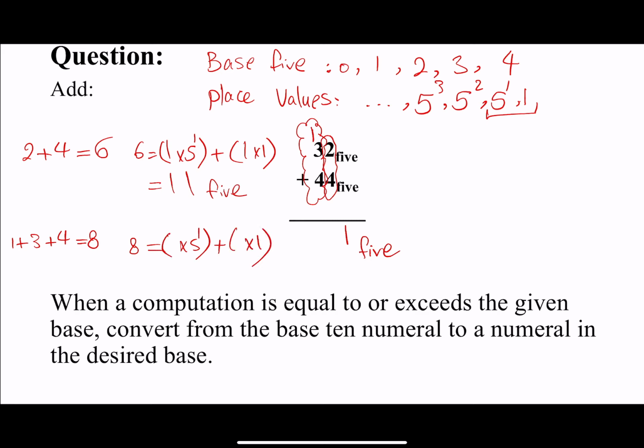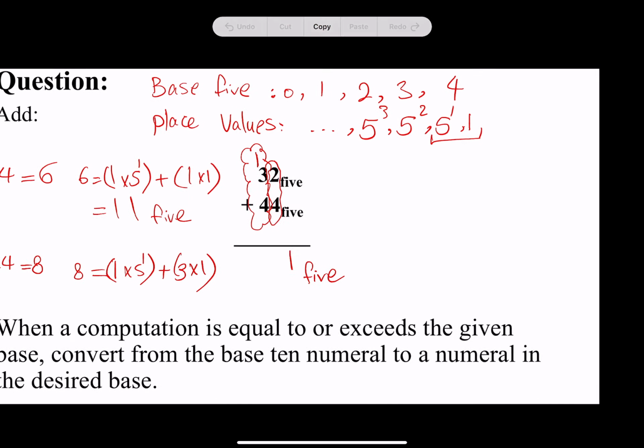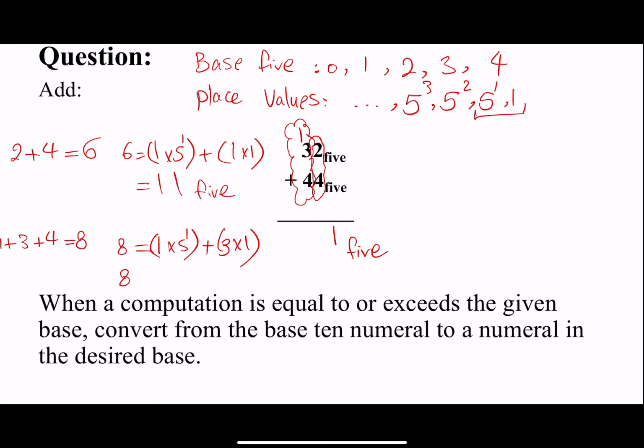So I have to see how many groups of 5 and how many groups of 1 build up 8. Again, 2 times 5 is 10, is bigger than 8. So I go with one group of 5. Okay, 1 times 5 is 5. How many more do I need to build up 8? 3, right? Okay, 3 groups of 1. So 8 is 1, 3 base 5. Okay, I just write down. So 3, 2 base 5 plus 4, 4 base 5 is 1, 3, 1 base 5.